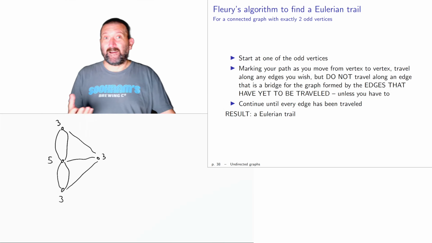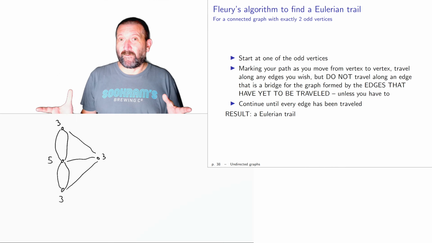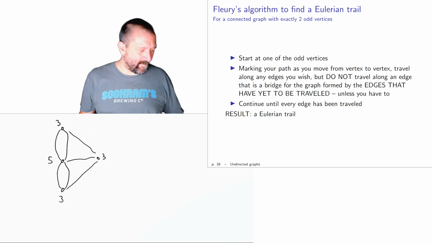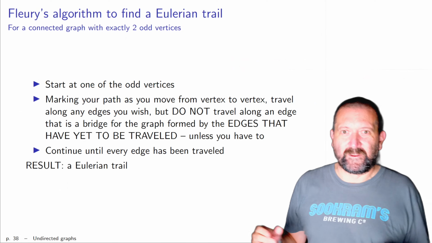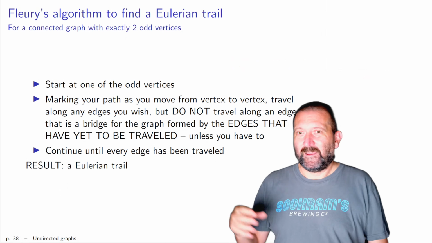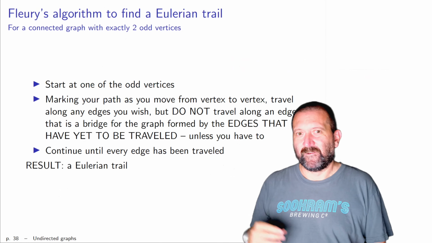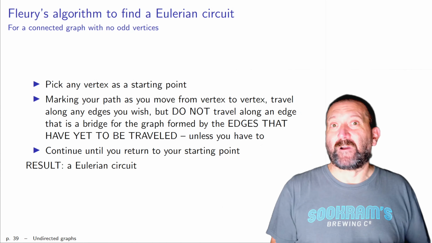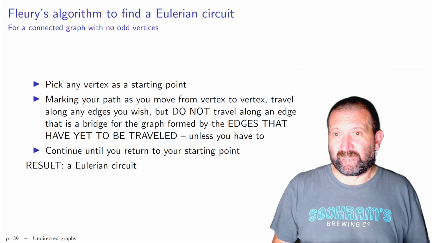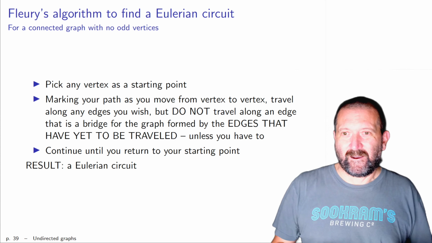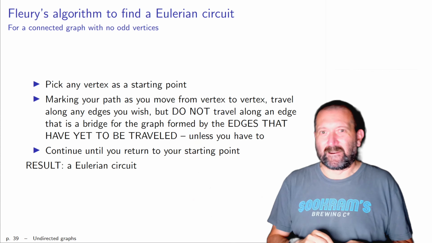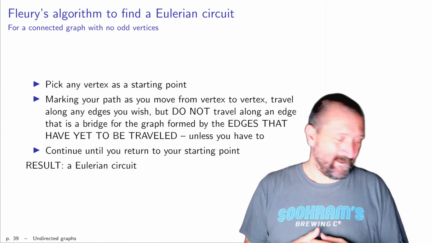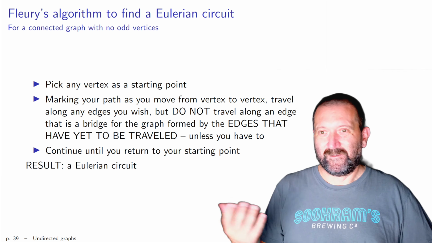If you know that there are exactly two odd vertices, then you can use the algorithm that's highlighted here. I'm not going to detail it, but this algorithm will produce a trail that goes through all the edges. And if you have a connected graph that has no odd vertices, then you can use that algorithm to find a circuit. I recommend that you play with it with simple graphs to see if you can get it to work.